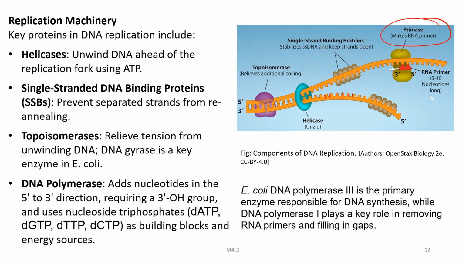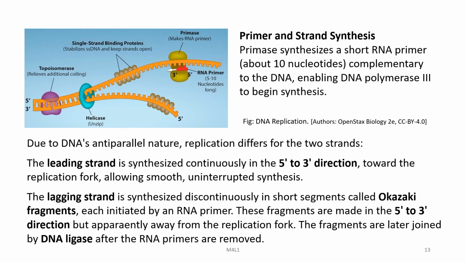It requires an RNA primer from where it will start the addition of the nucleotides one by one. So, this RNA primer is synthesized by an enzyme called primase. Primase synthesizes a short RNA primer, about 10 nucleotides, which is complementary to the DNA portion to which it binds, enabling DNA polymerase III to begin synthesis.